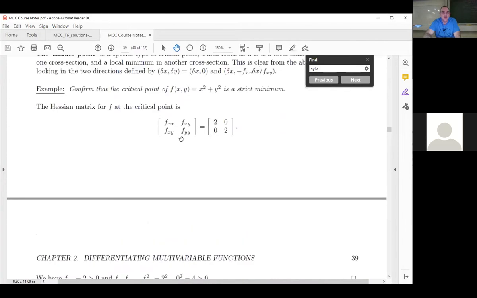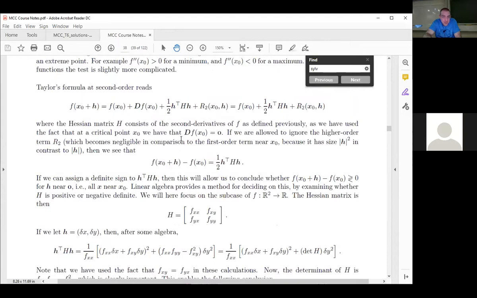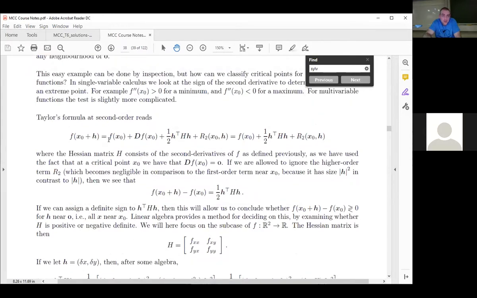So it says here that, let me just step back a bit. Taylor's formula at the second order reads this. So you have the function value and the derivative of f at the point times h, which will be a number. And then half of this thing. But because it's a critical point, this bit's 0. Oh, cool. Nice. Okay.